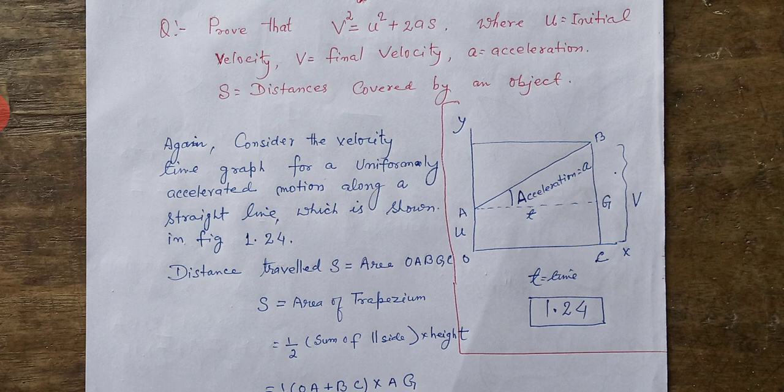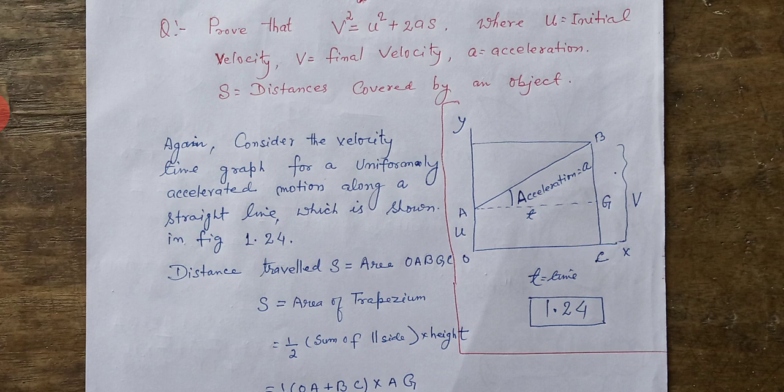With the graph which is given to you, OX and OY, at the OX axis time is given and at the OY axis velocity is given. Now again consider the velocity time graph for uniformly accelerated motion along a straight line, which is shown in figure 1.24. Distance travelled S is equal to area OABGC.